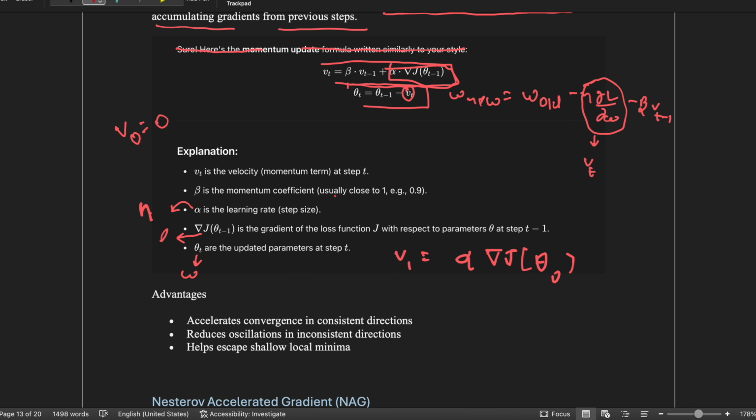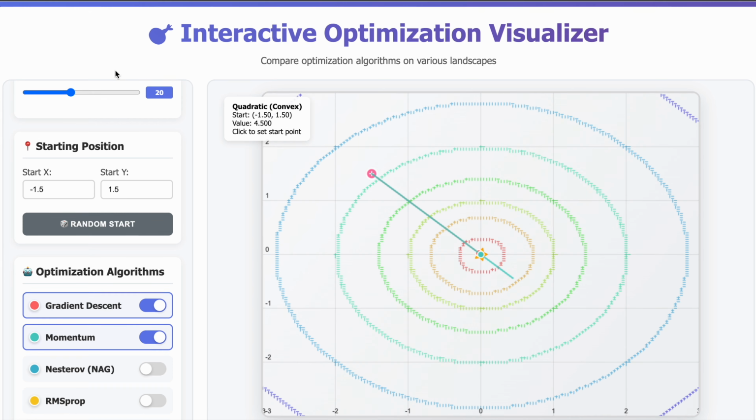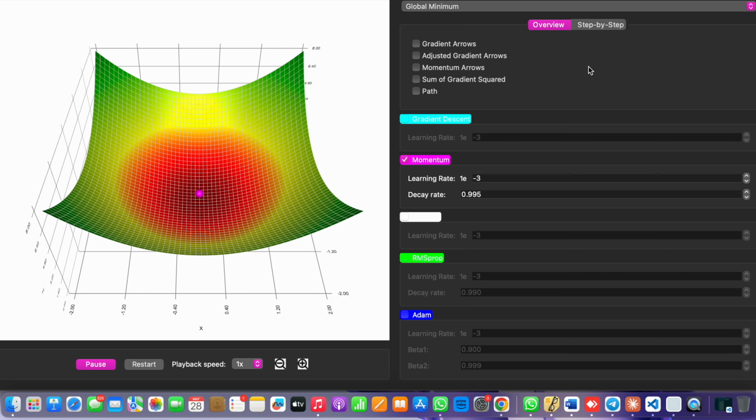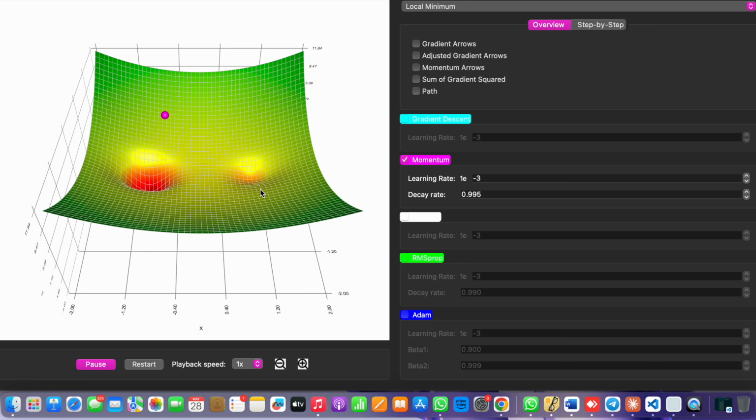So this was the whole topic of momentum, and the advantage is that it accelerates convergence in a consistent direction, reduces oscillation in inconsistent directions, and helps escape shallow local minima. Let's look at another example. If I change to a local minimum and also add gradient descent, then restart it.